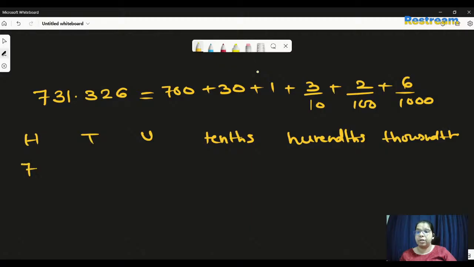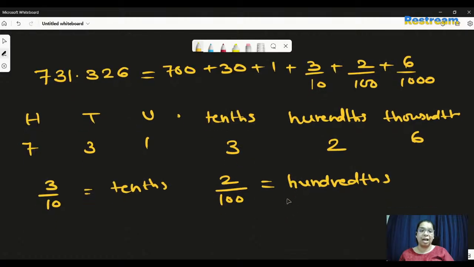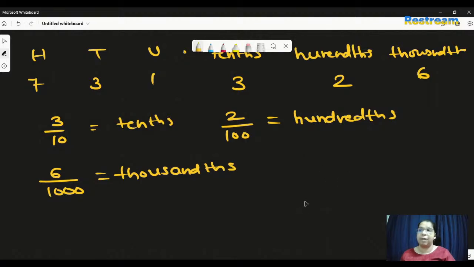So 7, 3, 1. Then we have 3, 2, 6. So 3 by 10 is called the tenths place. 2 by 100 is called the hundredths place. And 6 by 1000 is called the thousandths place. So these are the place values.